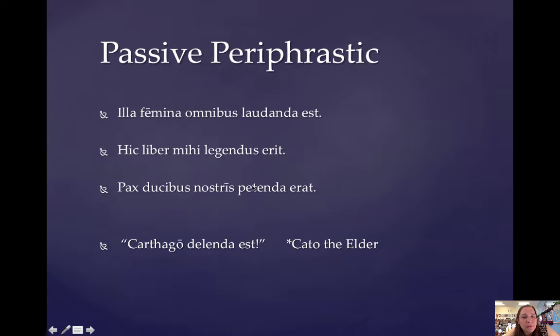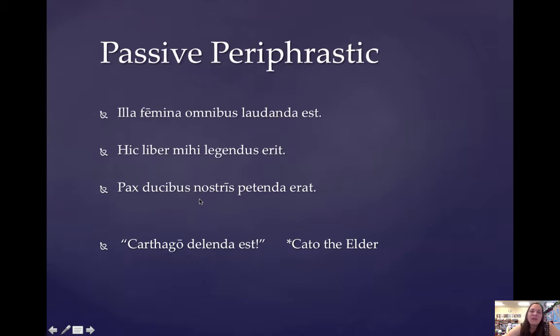Pax ducibus nostris patenda erat. Pax being our subject, patenda erat. Peace must, erat being a past tense and imperfect. So peace had to be sought, ducibus nostris, by our leaders.